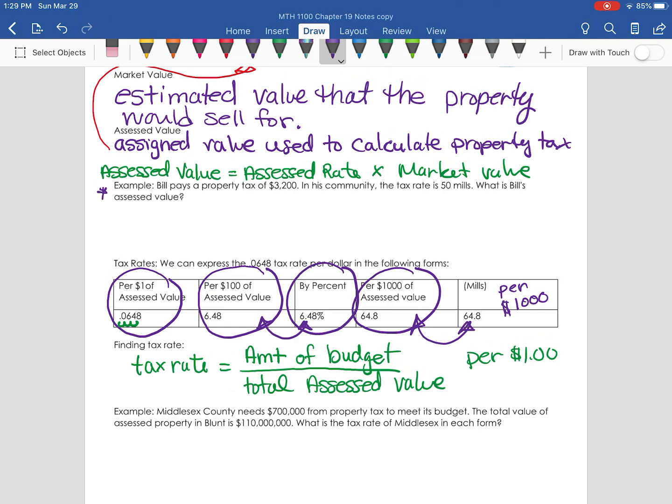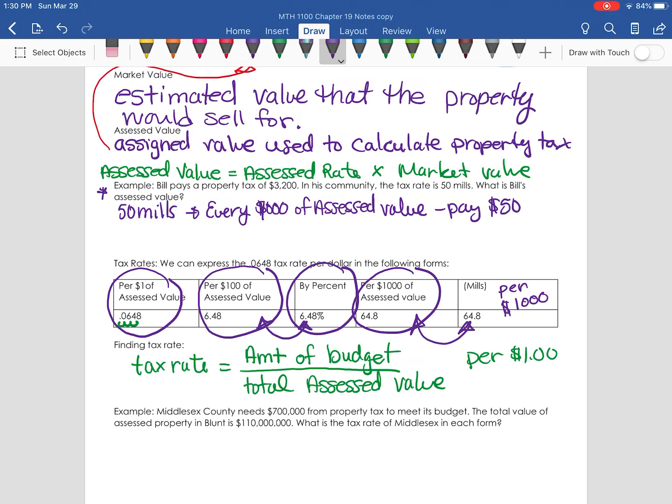Okay, so now back up to this example here with Bill. It says, example, Bill pays a property tax of $3,200. In his community, the tax rate is 50 mils. So that means 50 mils means for every 1,000 of his assessed value, he's going to pay $50 in taxes. Okay, it says, what is Bill's assessed value?